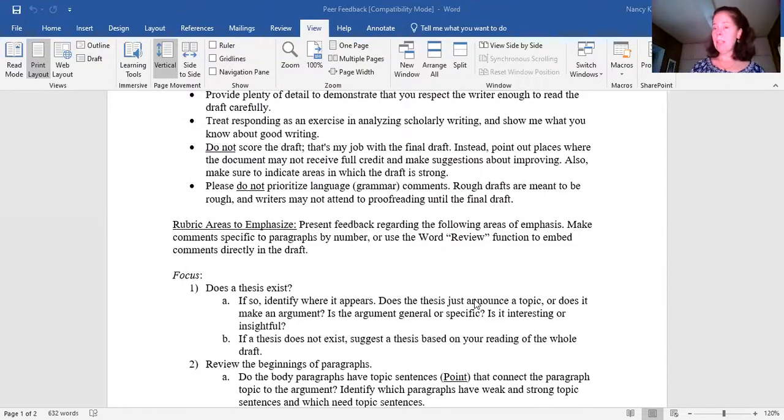So make sure to connect your comments to specific areas of the text. If they don't have a thesis, you can ask a question. What's important about the fact that Green Knight is green, right? I want to know, like, yeah, he's green. That's a good topic, but why? Why is he green?